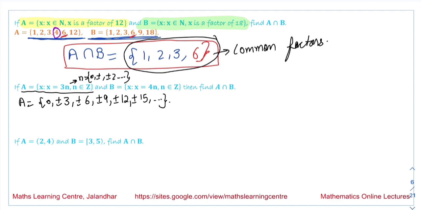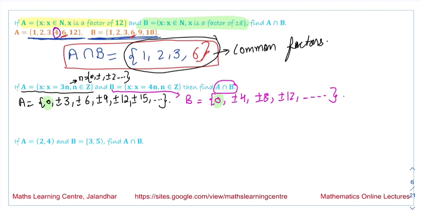And when we are talking about this set B, the elements of B that we will have are 0, plus minus 4, plus minus 8, plus minus 12 and so on. Now we have to find A intersection B. So the common elements we can see from this: 0 is common in both these.